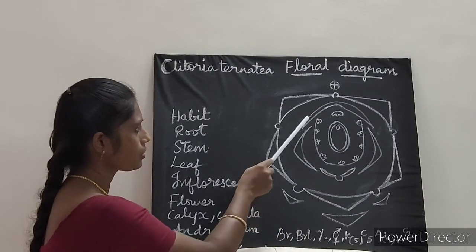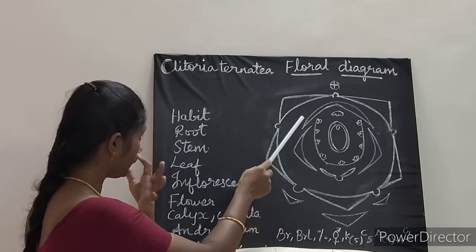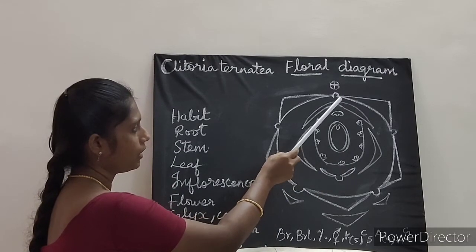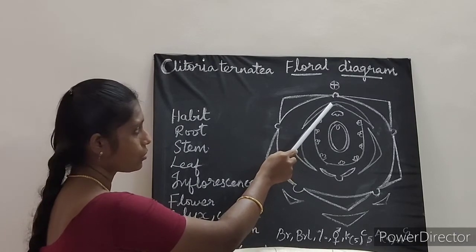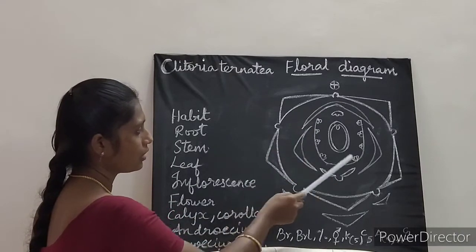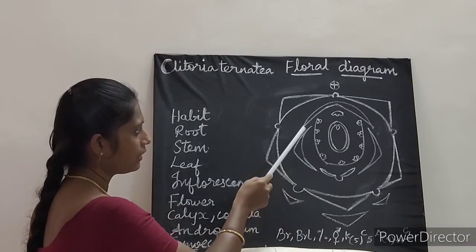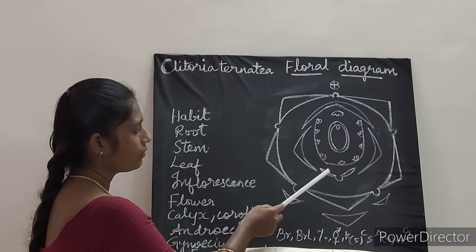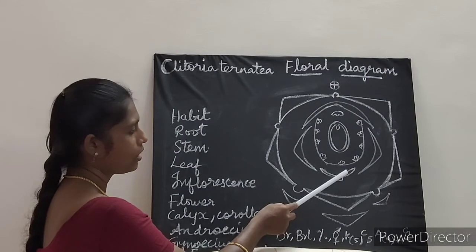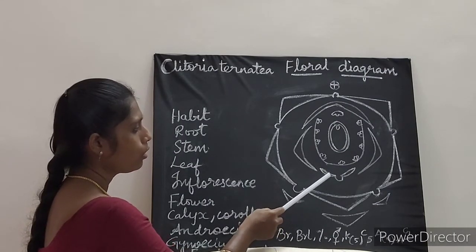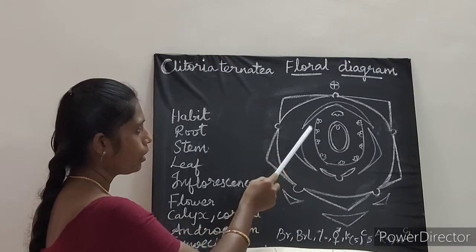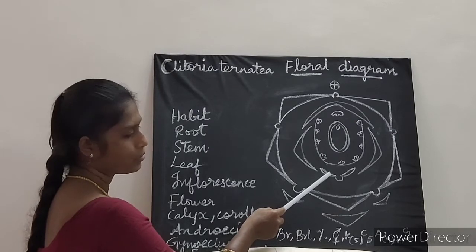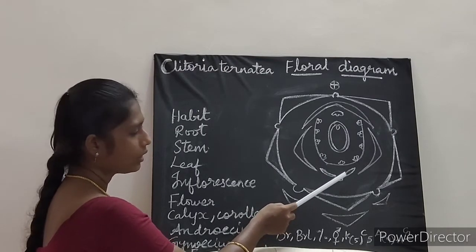Next one is corolla. This is called corolla, and here corolla is 5. One on the top, that is on the posterior end, is large and called the standard petal, and there are 2 petals on the lateral side, smaller than the standard petal. These 2 are called wing petals, and below that, in the anterior position, there are also 2 petals, which are called keel petals.